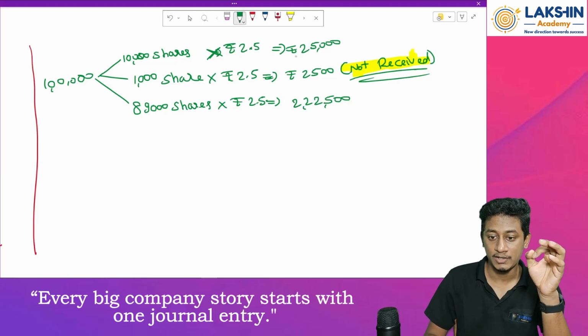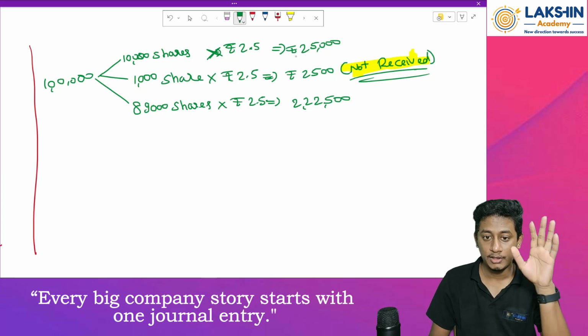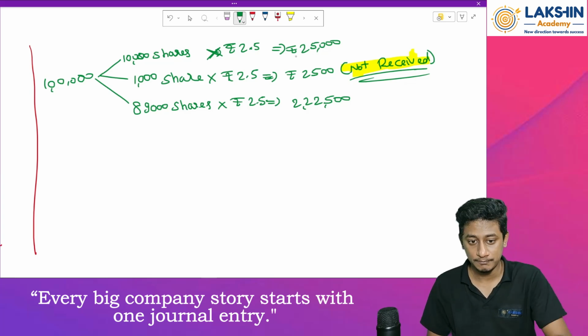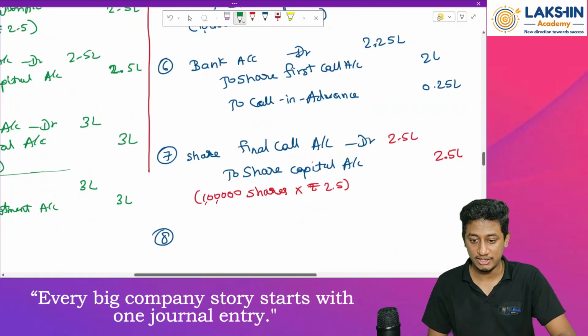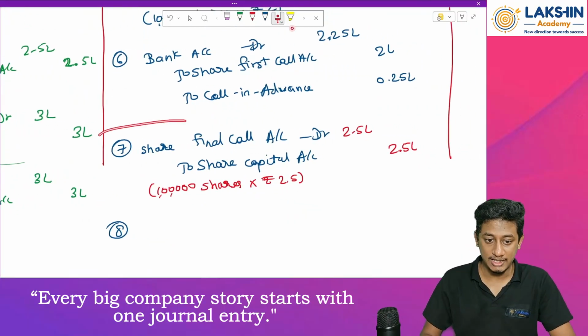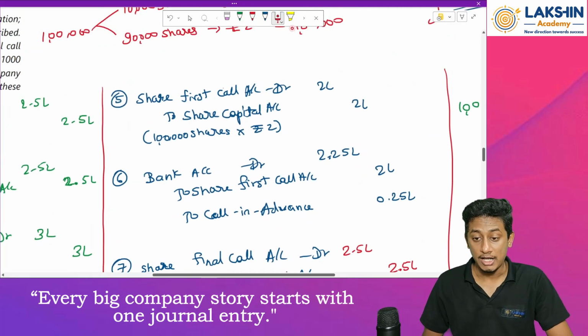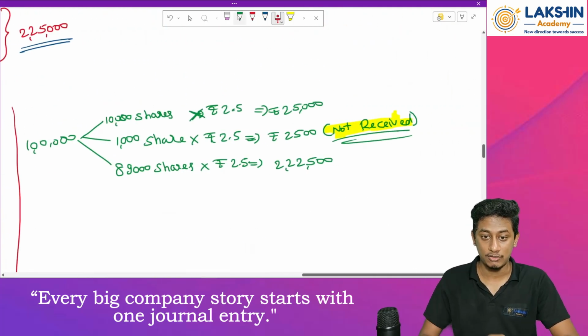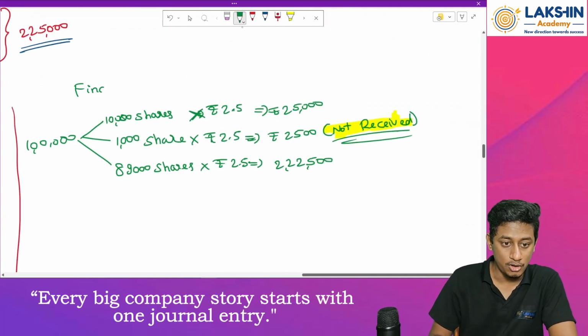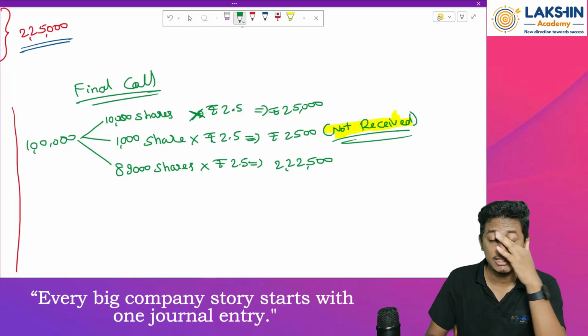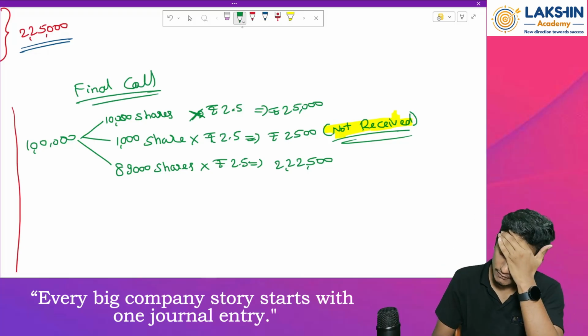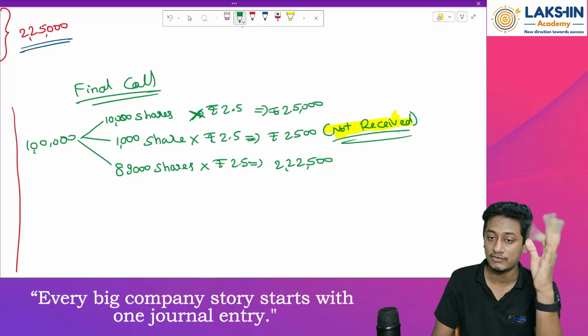2,22,500. Now tell me, how much was supposed to be received as per my journal entry? Let's look at the journal entry once. As per the final call journal entry, how much was supposed to be received? 2.5 lakhs. But how much did I actually receive? As per my working note, I just mentioned final call. Just look at the working note and tell me how much did I receive on the final call.